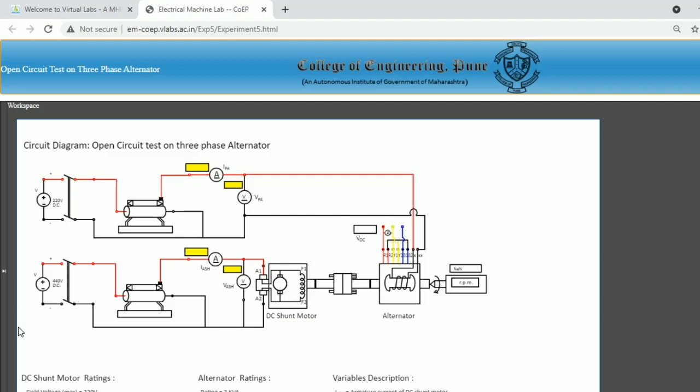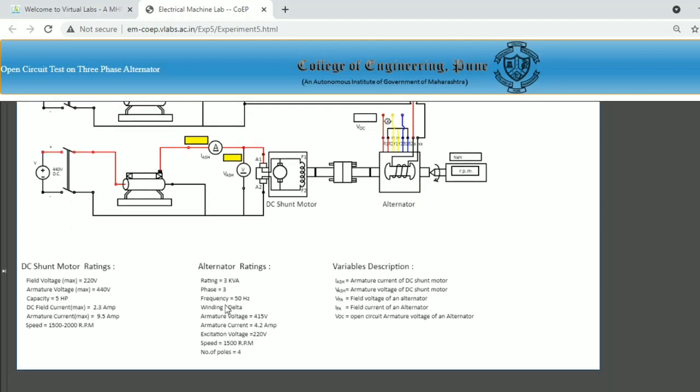Here two DC supplies are given. One is given to the DC shunt motor, which provides the mechanical output to the rotor, and another DC supply is given to the rotor of the system to set up a constant voltage to produce the magnetic flux. That magnetic flux is cut by the armature conductor, so EMF will be set up in the armature conductor. So at first I am going to set the alternator to its rated speed.